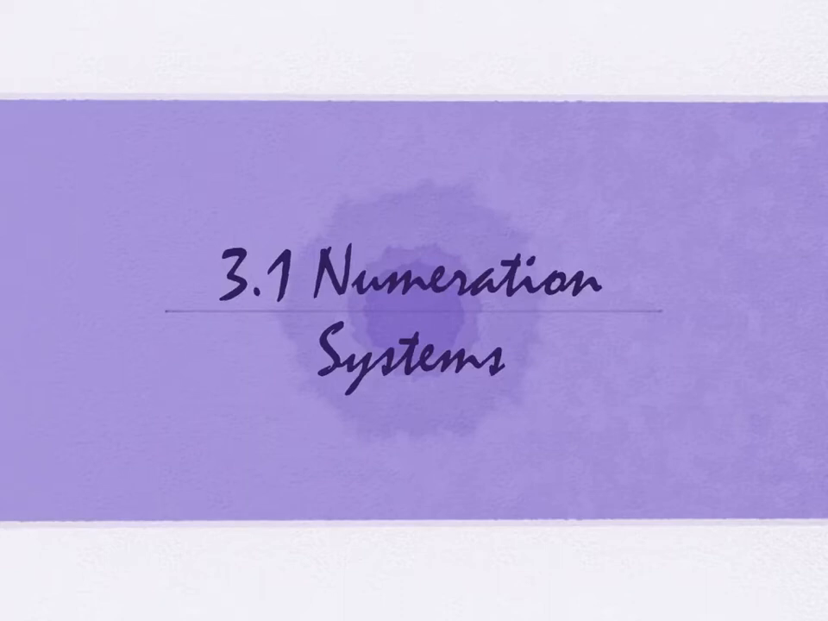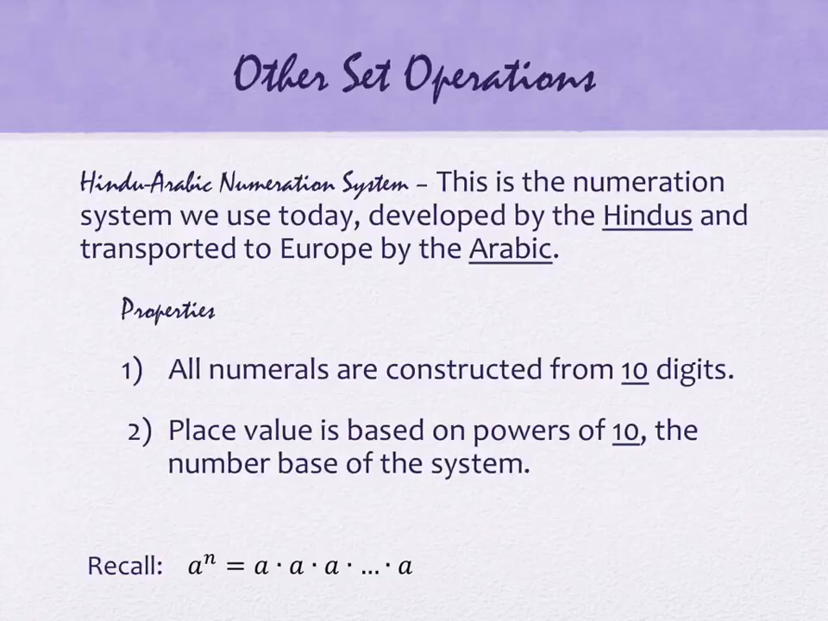Our section is titled Numeration Systems, and we're going to talk about different people's perspectives of numbers. And the first one that I'm going to mention is actually the Hindu-Arabic numeration system. And whether you knew it was called that or not, this is the system that we use today. It was developed by the Hindu, and it was transported to Europe by the Arabic.